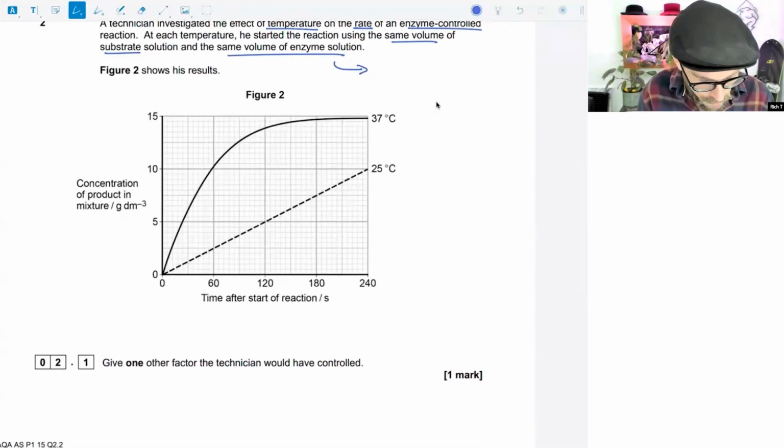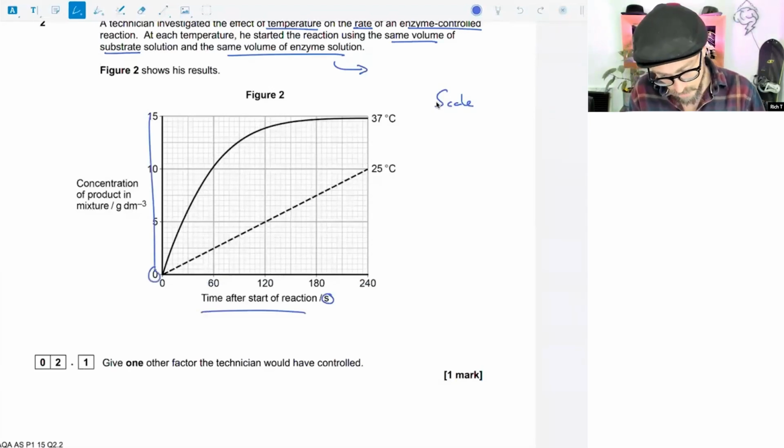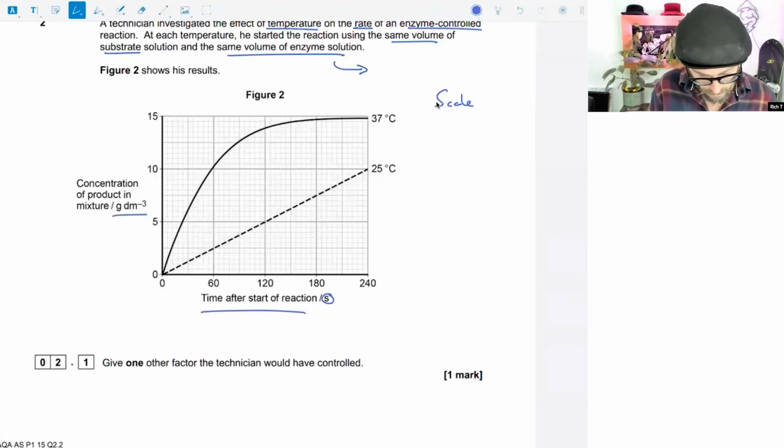Okay, SUKU, scale. We've got time in seconds, starting at 0. It's all linear. There's nothing too scary about that. We've got grams per decimeter cubed. Okay, that's fine. There's nothing too much to be worried about there. Units. Oh, I kind of covered units already. Seconds, grams per decimeter cubed.